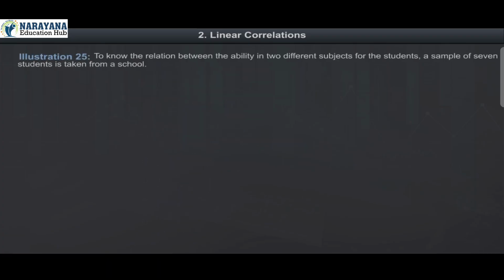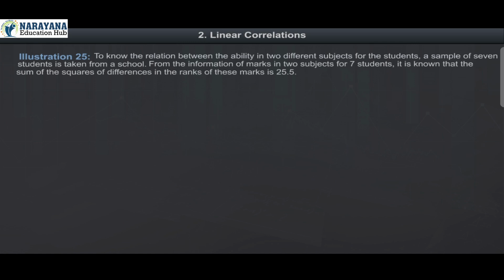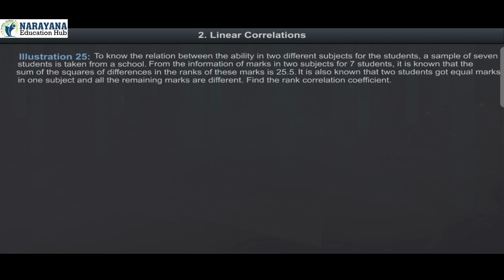Illustration 25. To know the relation between the ability in two different subjects for the students, a sample of 7 students is taken from a school. From the information of marks in two subjects for 7 students, it is known that the sum of the squares of differences in the ranks of these marks is 25.5. It is also known that 2 students got equal marks in one subject and all the remaining marks are different. Find the rank correlation coefficient.